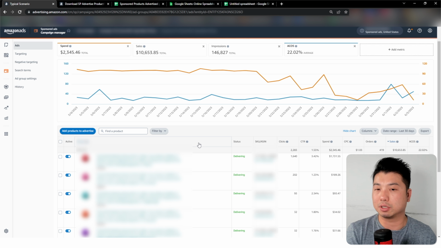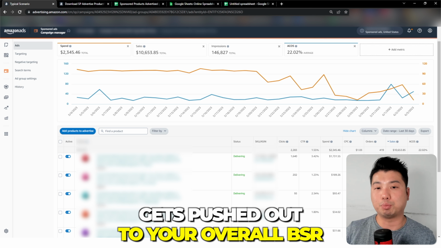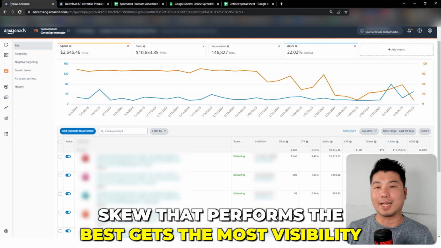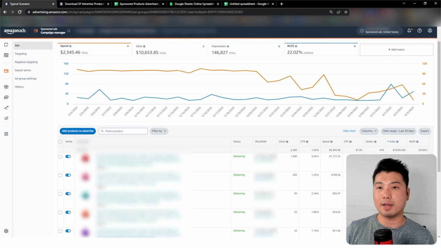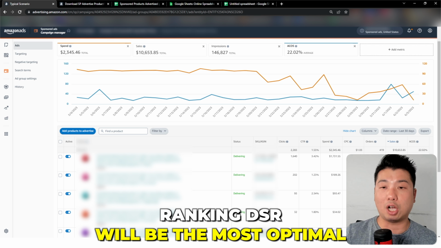I actually came to this conclusion slowly. At first, I actually did the same thing as an Amazon seller. I bunched everything together, right? But now that I know how the parent and child data works, basically, your overall BSR is on a parent level. So your overall ranking is on a parent level, right? So all the data you push into your child or variation listing gets pushed up to your overall BSR. So it makes sense that you make sure the traffic that you give and the SKU that performs the best get the most visibility, right? Because then that means that your overall parent level ranking BSR will be the most optimal, right?